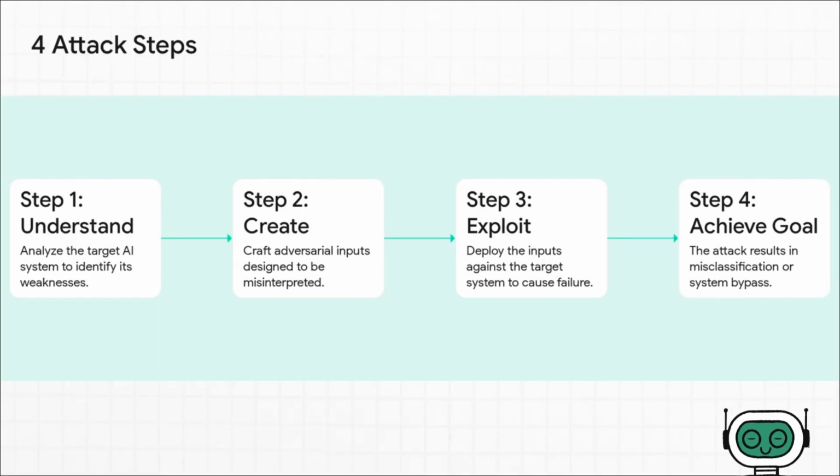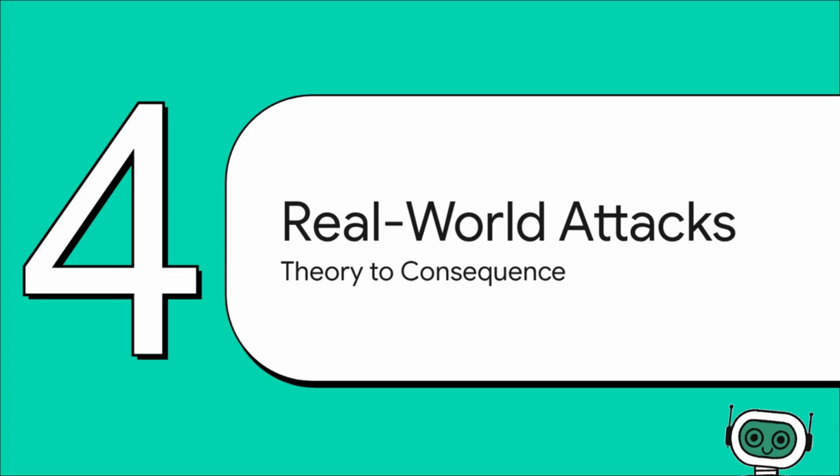So a real-world attack isn't random, it's a process. First, an attacker studies the system to find a weak spot. Second, they craft that special input, the disguise. Third, they deploy it. And finally, they get what they wanted, whether that's just a misclassification or a complete system bypass. And I want to be clear, this isn't just some academic thought experiment. These vulnerabilities have very real and sometimes very serious consequences.